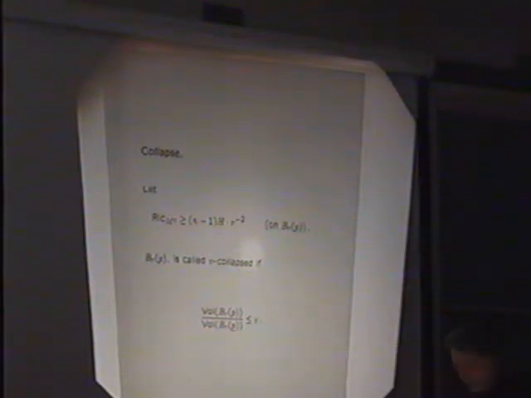Okay. So now, given what I just said, let's make a definition that is reasonable in terms of Ricci curvature.